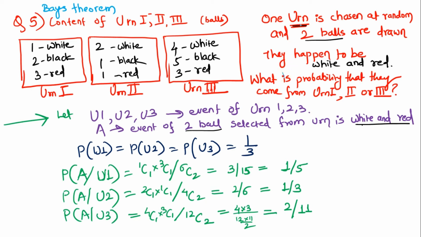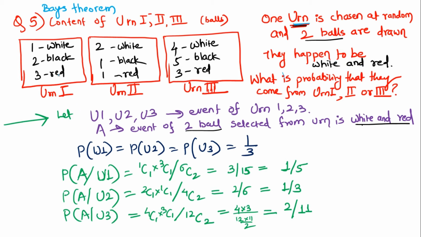Now first of all we will find out the probability of each urn. As there are only three urns, among three urns I can select the first urn in 1 by 3 ways, and the same for each urn. So the probability of urn 1 is equal to the probability of urn 2, which is equal to the probability of urn 3, and each is 1 by 3. Next, we are selecting two balls from each urn and making sure that one is white and the other is red.